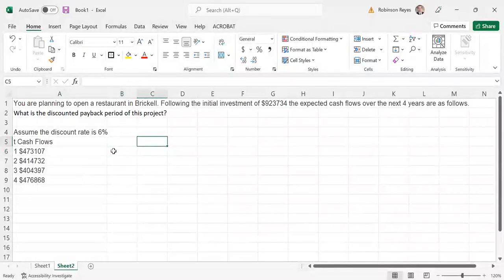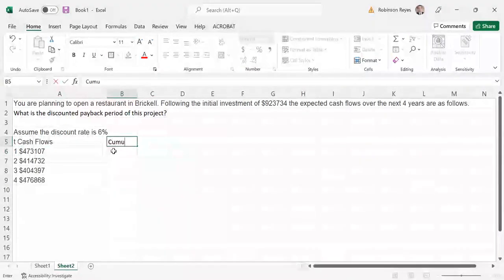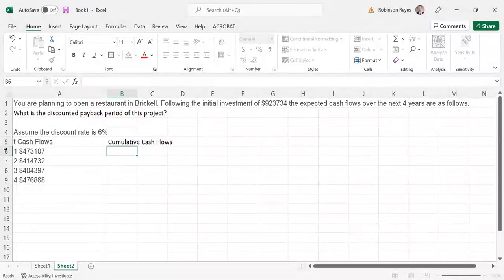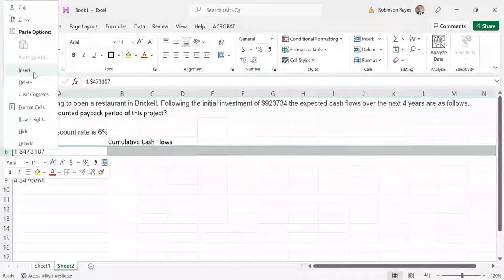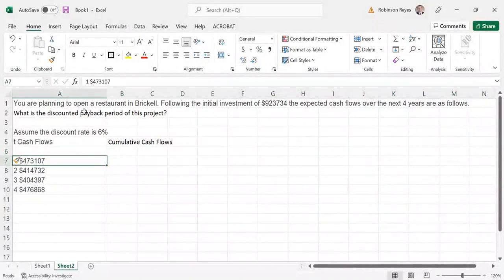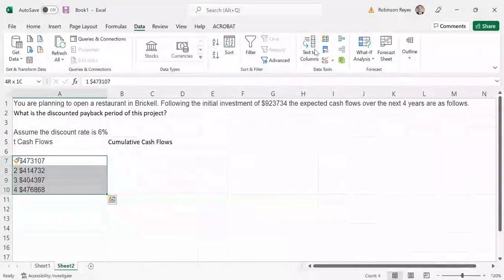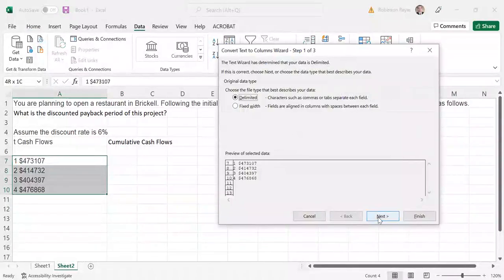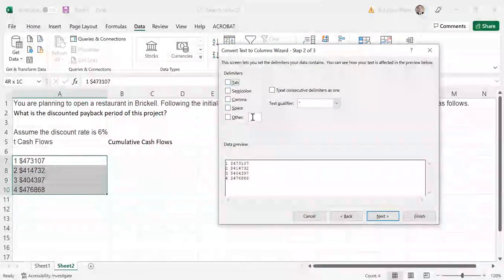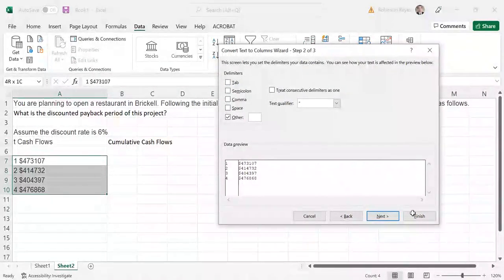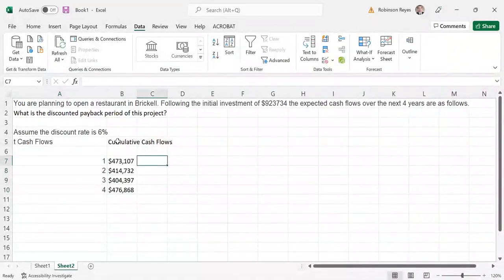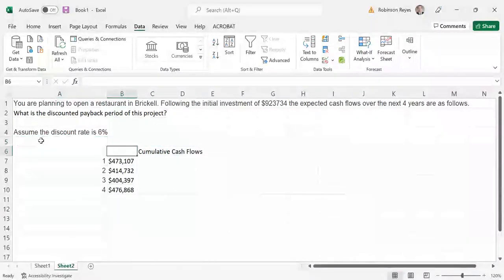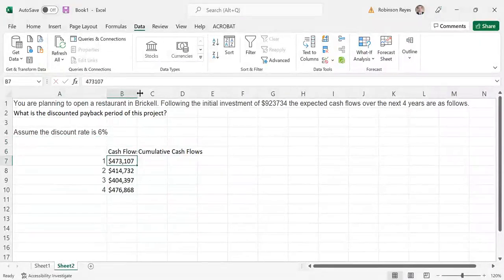So let's follow a couple of steps. We have the cash flows here, and then let's say here cumulative cash flows. And one additional thing, by the way, let's convert this text to columns, delimited, and just one by other that we're going to say by this. Okay, there we go. So now we separated. I just separated this into columns. That's the only thing I did, and these are the cash flows. So we haven't done anything.